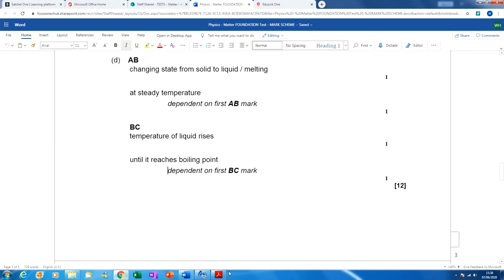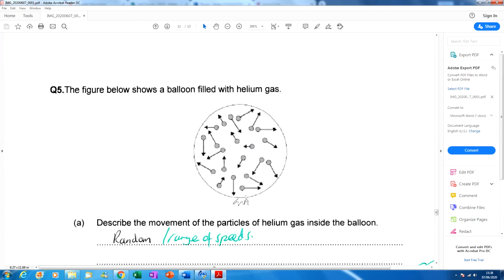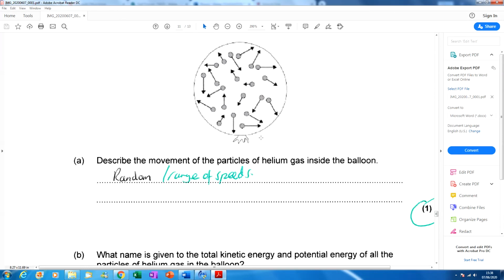Back to this one. So, a balloon filled with helium gas in this picture. Describe the movement of the particles of helium gas inside the balloon. So, random. You can see the directions are in no particular direction, so that's random. And the length of the arrow, in this case, refers to the speed, and you can see that the lengths are all different because particles in a gas move at a range of different speeds. They're kind of all bumping into each other and transferring energy, so occasionally losing a bit and occasionally gaining a bit.